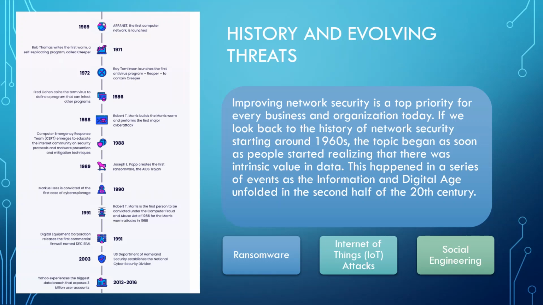If we look back at the history of network security, it starts around the 1960s, and the topic began as soon as people started realizing that there was intrinsic value in data. This happened as a series of events in the information and digital age unfolded in the second half of the 20th century. Network security has come a long way since the early days of computer networking. As the number of connected devices continues to grow, so does the need for network security.